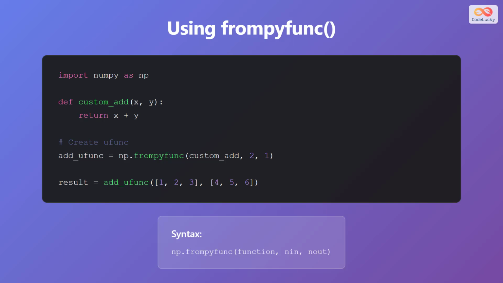Let's explore the frompyfunc method. First, you import NumPy as np. Then you define a custom function, like custom_add, which takes two parameters x and y and returns their sum. To create the ufunc, you call np.frompyfunc, passing in your custom function, followed by two arguments, the number 2 for inputs and the number 1 for outputs. The syntax is np.frompyfunc with three parameters: the function name, number of inputs called nin, and number of outputs called nout. Finally, you can apply your new ufunc to arrays, and it will operate element-wise on the data.